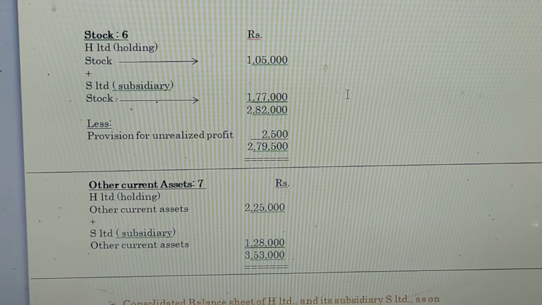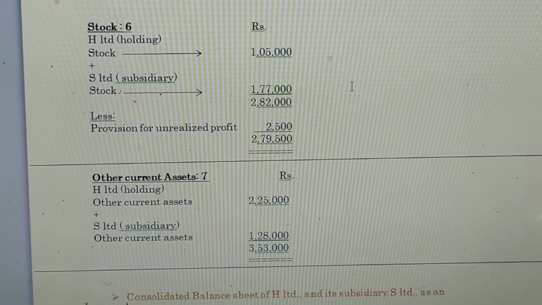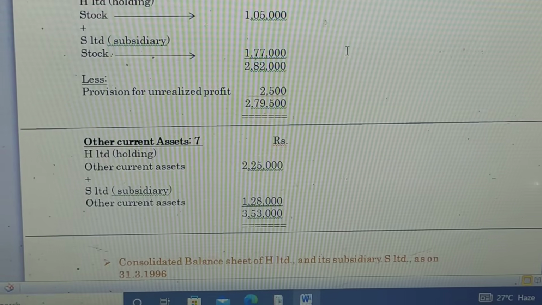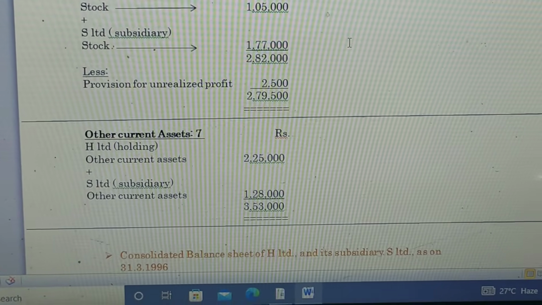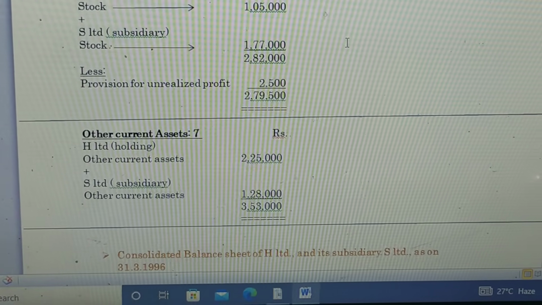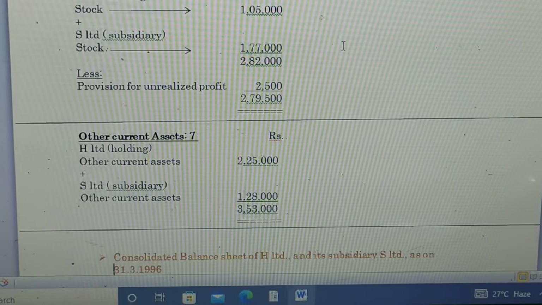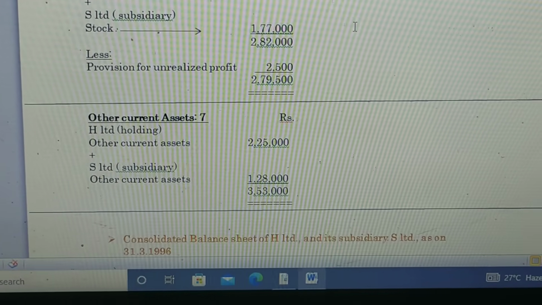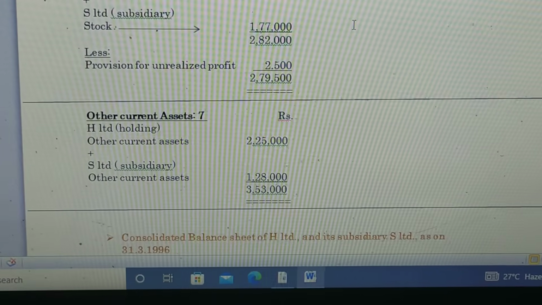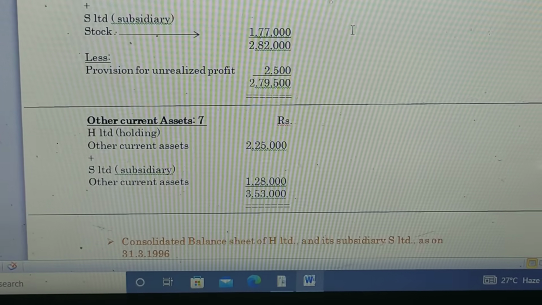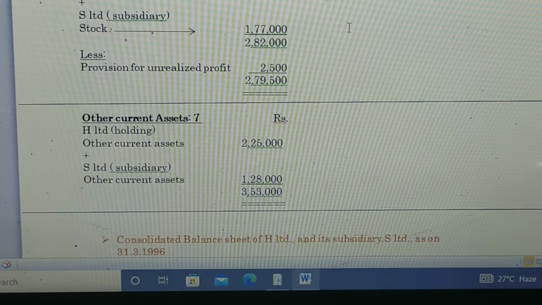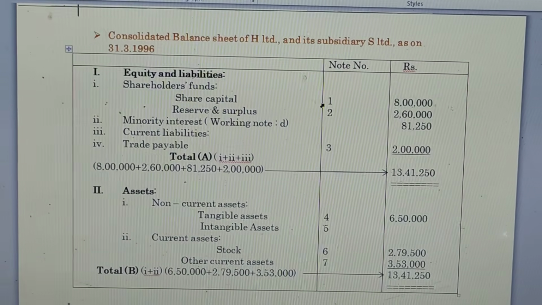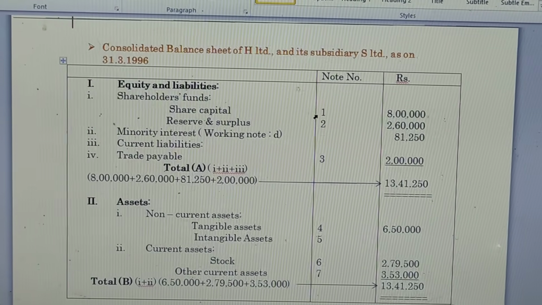And note number 7 is other current assets. Under the other current assets, H Limited holding. Other current assets of H Limited is 2,25,000 plus S Limited subsidiary. The other current assets of S Limited is 1,28,000. So the total current assets are 3,53,000.